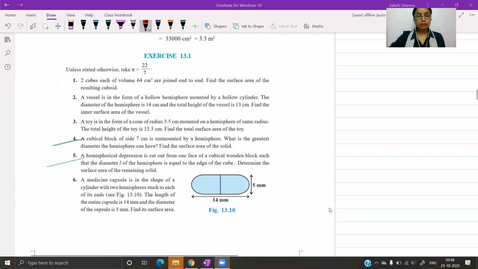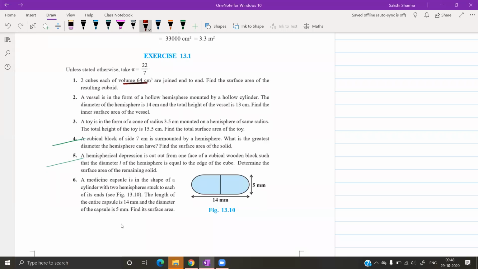Question number 1. There are two cubes, each of volume 64 centimeter cube, joined end to end. You have to find out the surface area of the resulting cuboid. I would like you to draw a rough figure for this and then see how the question will be done. Since the cubes are of the same volume, their dimensions will also be the same. First thing, if the cubes have equal volume, their dimensions will also be equal.